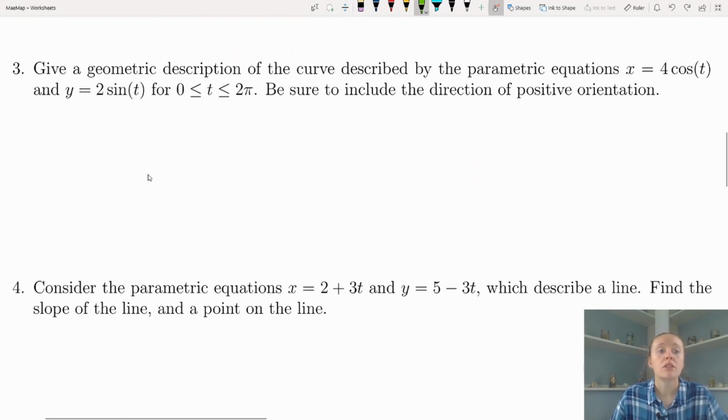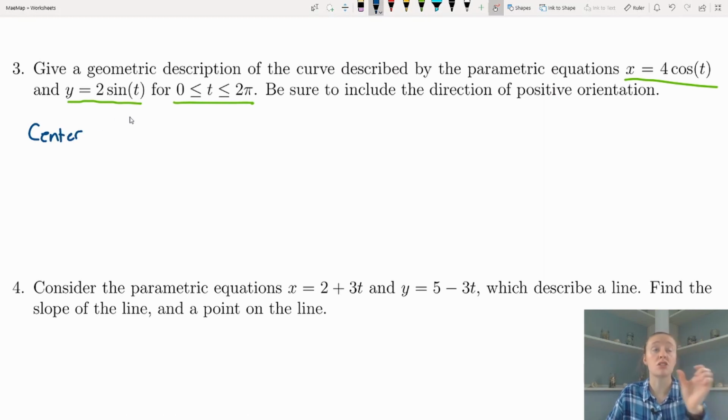In number 3, we're going to give a geometric description of a curve described by the parametric equations x equals 4 cosine of t and y equals 2 sine of t for 0 is less than or equal to t, which is less than or equal to 2 pi. And we're going to be sure to include the direction of positive orientation. Now, right off the bat from this, we'll be able to decide where our center is, because there's no shift, there's no adding or subtracting from that sine or cosine. So our center is going to be at the point 0, 0.